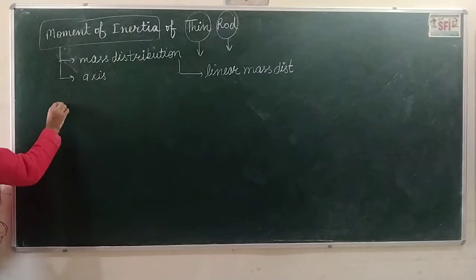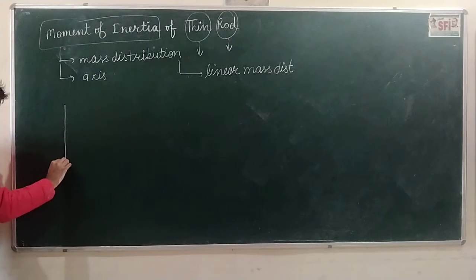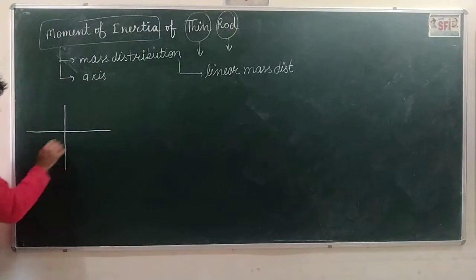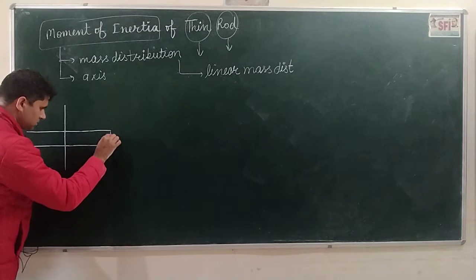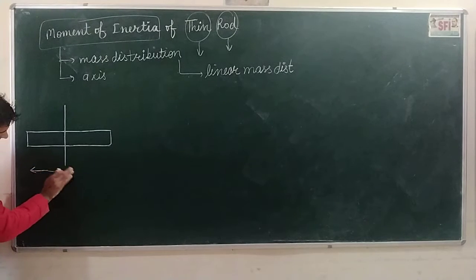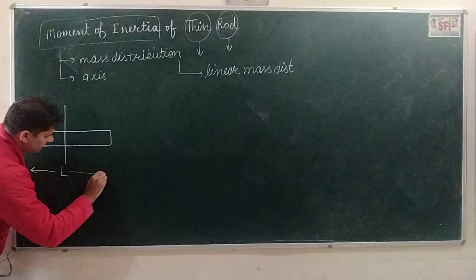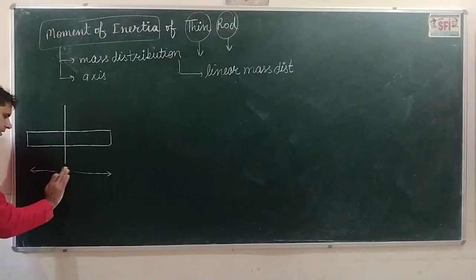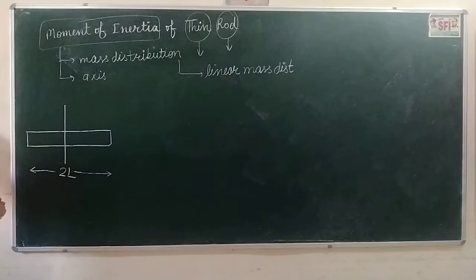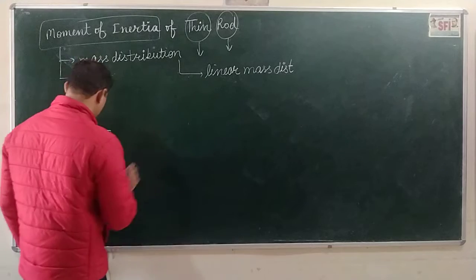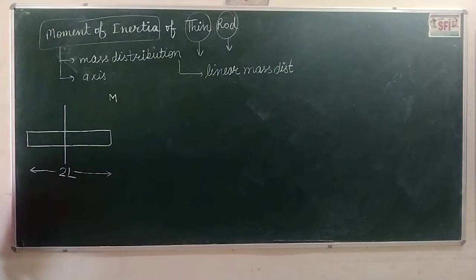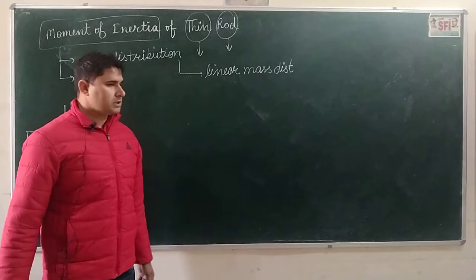So let us assume that this is the axis of rotation which is passing through the center of mass of a rod, and this is the rod. The length of the rod is, let this be capital L, or you can take it 2L. Let this be 2L. And the total mass of this rod is capital M. I have told you this is the case of linear mass distribution.